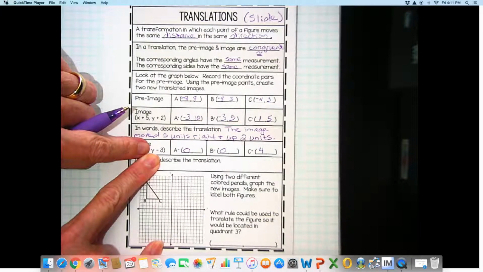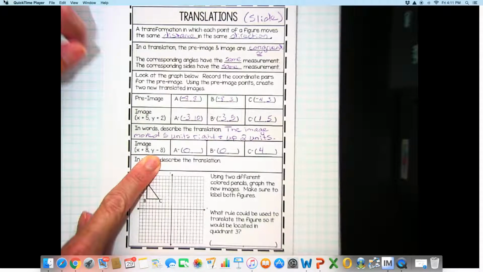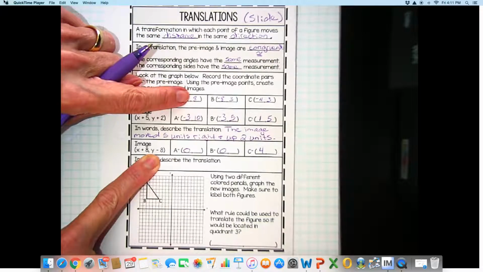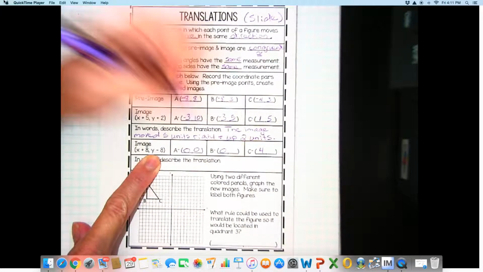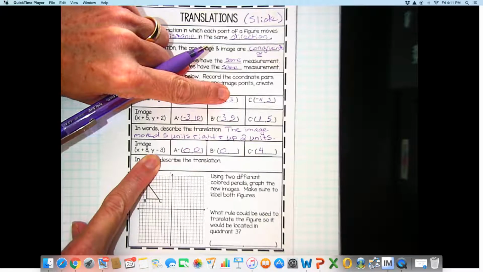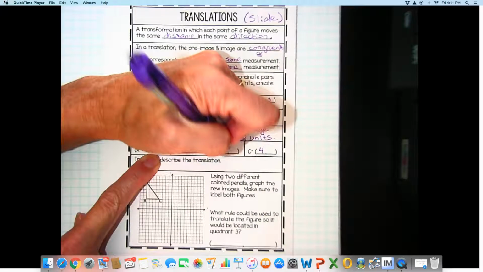Now let's do the y's. Well, the y's, it wants us to subtract 8. So 8 minus 8 is 0. 3 minus 8 is negative 5.